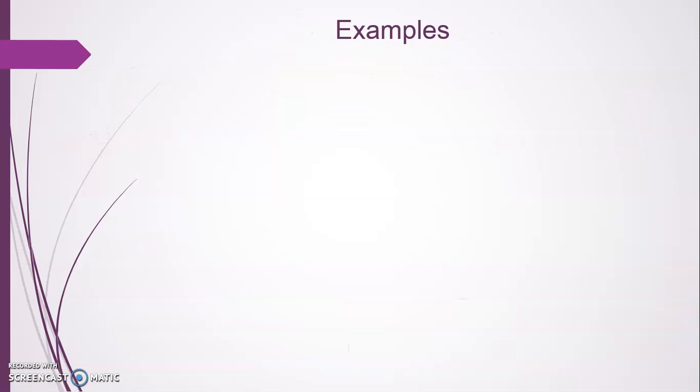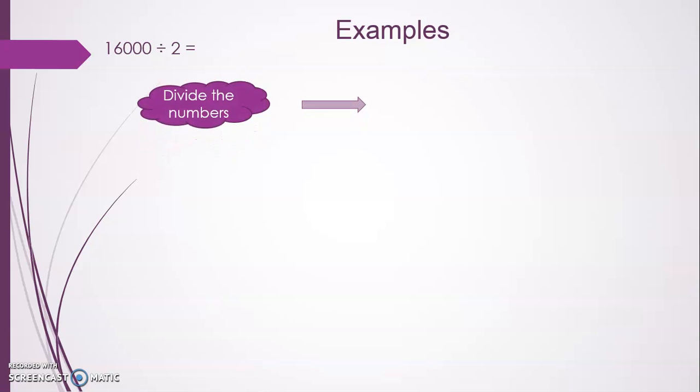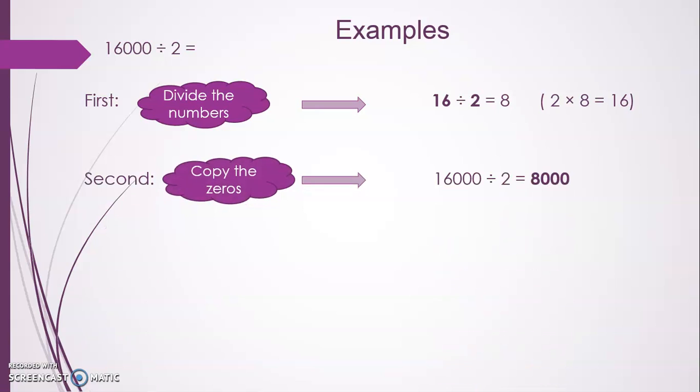Another example, 16,000 divided by 2. First step, divide the numbers. Means 16 divided by 2. Ask yourselves, 2 times what gives me 16? 2 times 8 is equal to 16. Then 16 divided by 2 is equal to 8. Second step, copy the zeros. How many zeros do I have to copy? I have 3 zeros to copy. I write them beside the 8 and the answer will be 8,000.